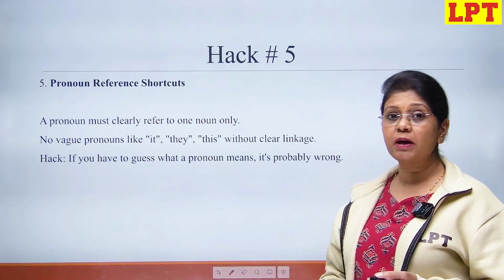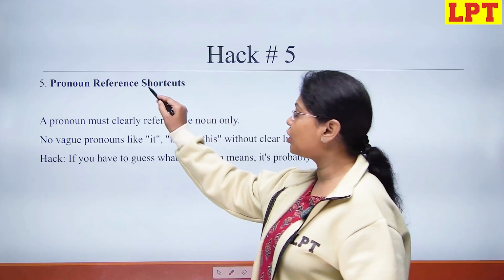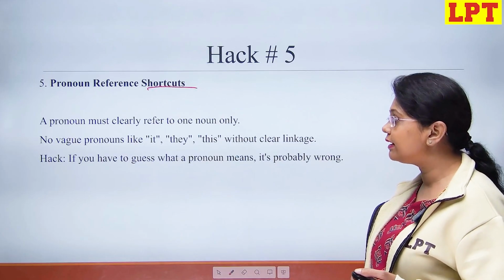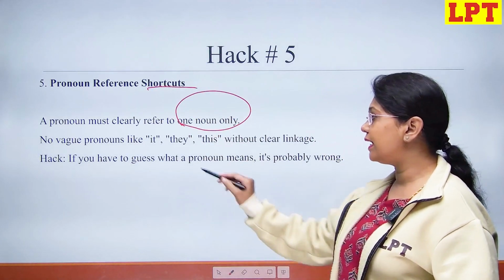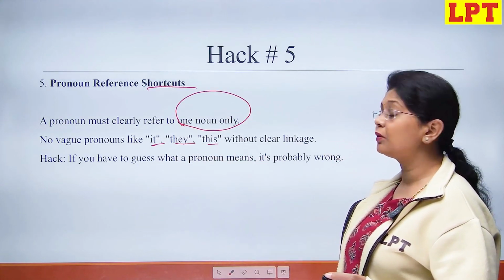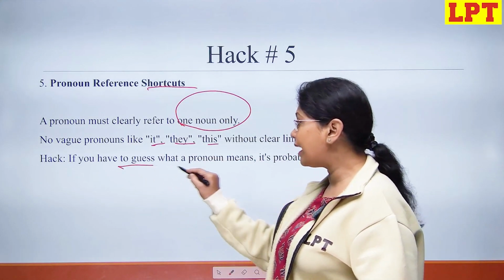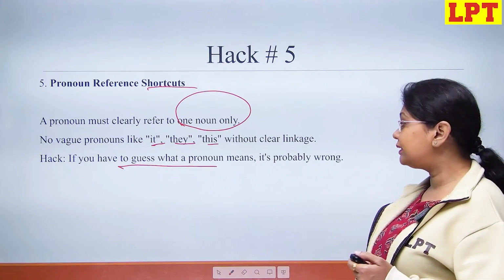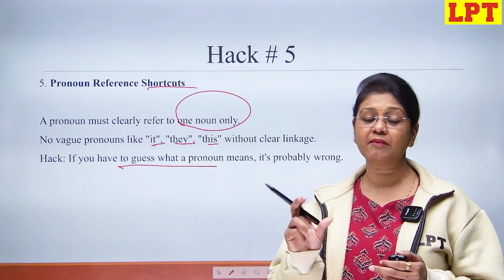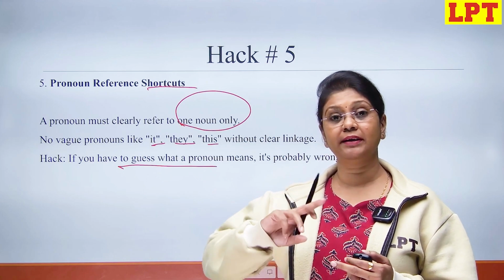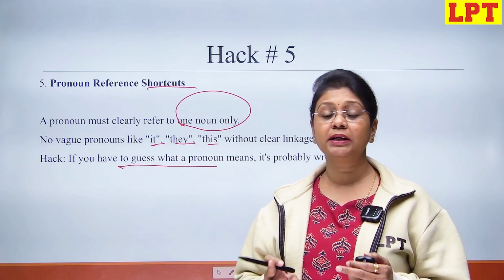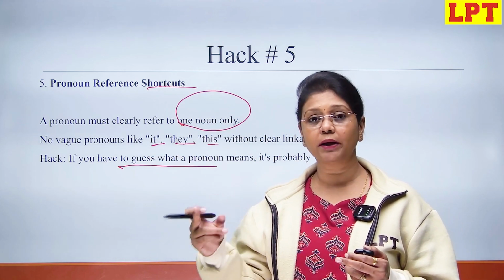Let's look at the next one, which is pronoun reference shortcuts. A pronoun must clearly refer to just one noun only. No vague pronouns like it, they or this without clear linkage. If you have to guess what a pronoun means, it is probably wrong. So if you have used a certain pronoun, it refers to a noun and you should be clear about what it is referring to.